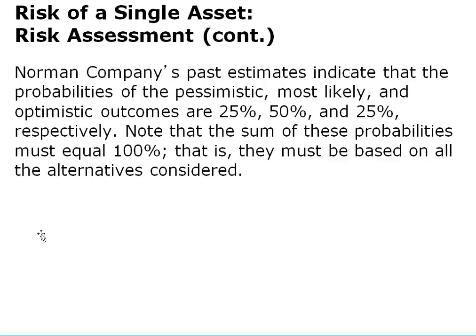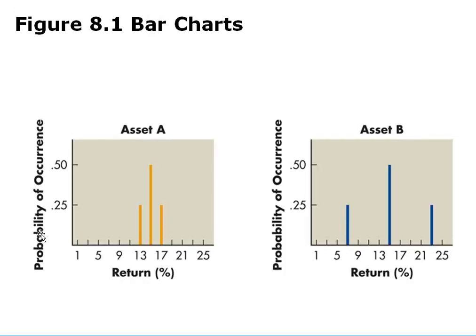Now, let's look at the Norman Company. Past estimates indicated that the probabilities of the pessimistic, most likely, and optimistic outcomes are 25, 50, and 25% respectively. Note that the sum of these probabilities must equal 1. That is, they must be based on all alternatives considered. So here are the bar charts that we were talking about. For asset A, here are the probabilities of occurrence, 25, 50, 25, and here is asset B.